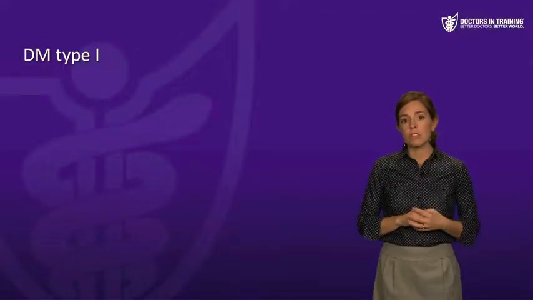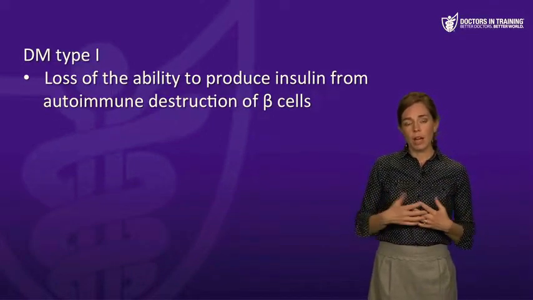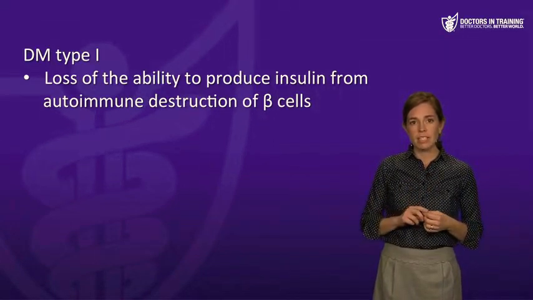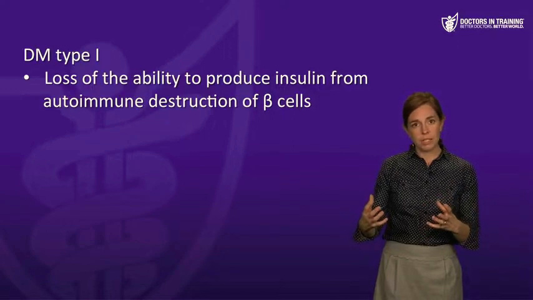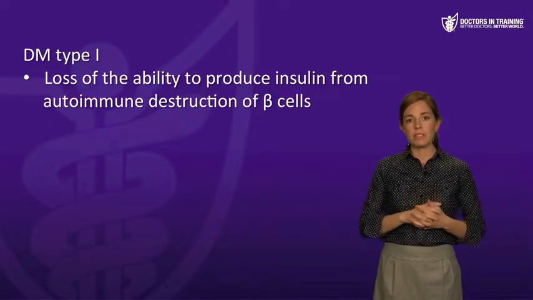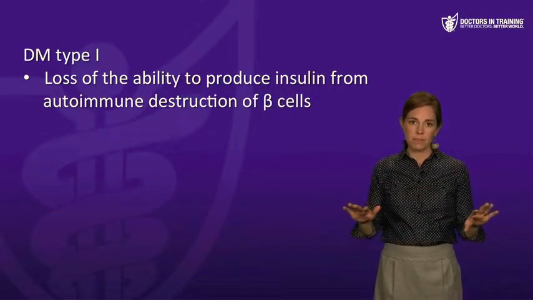Type 1 diabetes is caused by a loss of the ability to produce insulin, most often caused by autoimmune destruction of the beta cells. You definitely need to know that. Type 1 diabetes is an autoimmune disorder where there's destruction of the beta cells in the islets. The primary deficiency is the absence of insulin. This is a different process than type 2 diabetes.